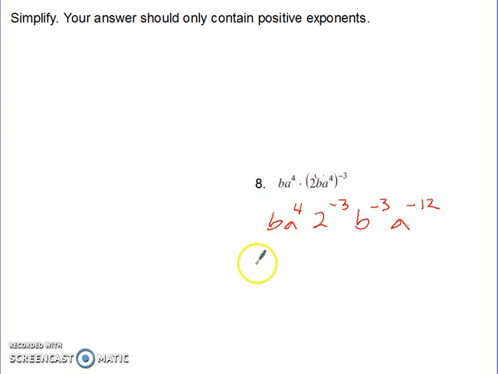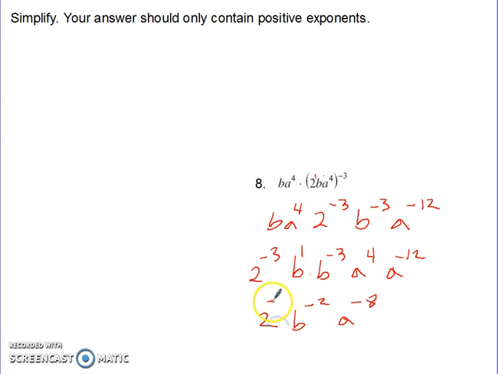So from here, I'm going to rearrange so that I have the same bases next to each other. And once I've done that, I can add up my exponents. 1 plus a minus 3 is a minus 2. 4 plus a minus 12 is a minus 8. And so we have to evaluate these negative exponents. All of these are going down below in our denominator. And once again, we have a 1 in the numerator. I can evaluate this 2 to the 3rd to be an 8, or if I left it there, I would mark any points off.